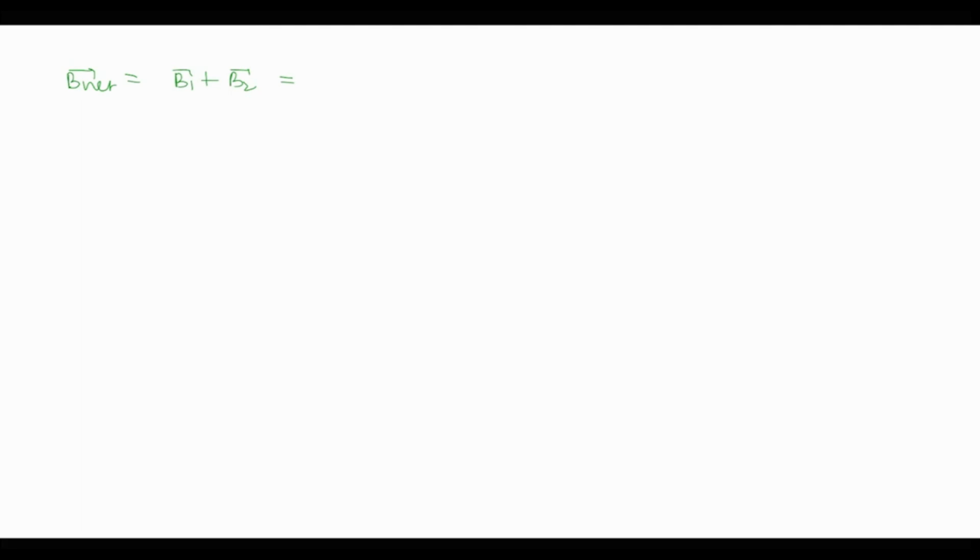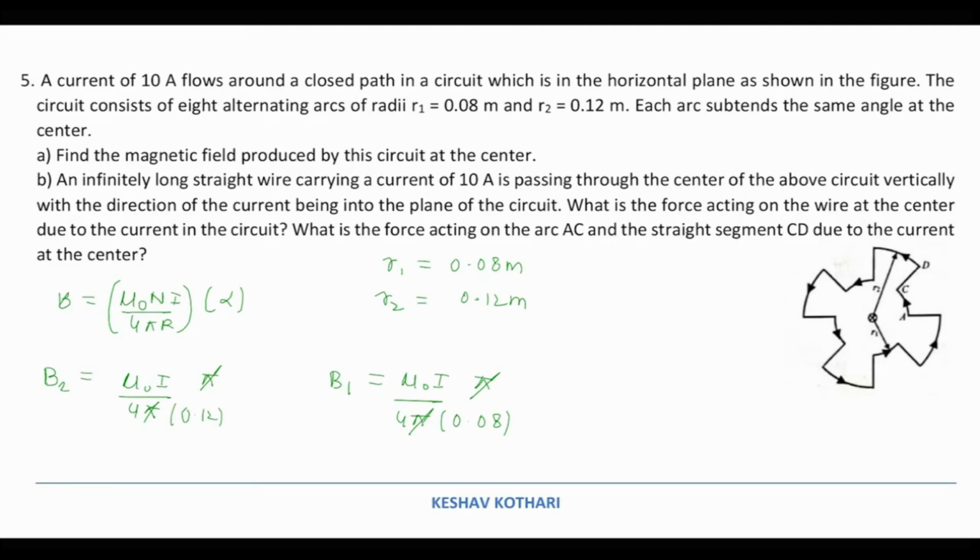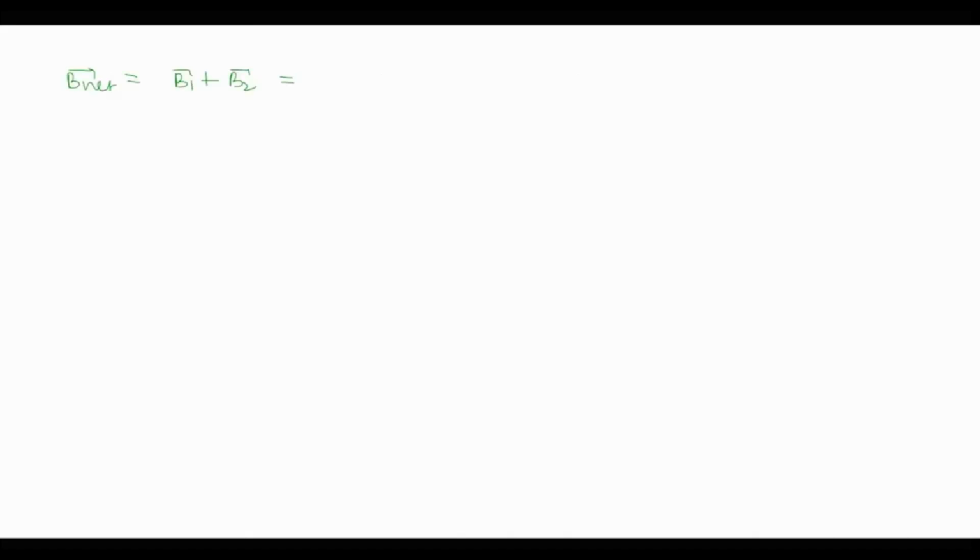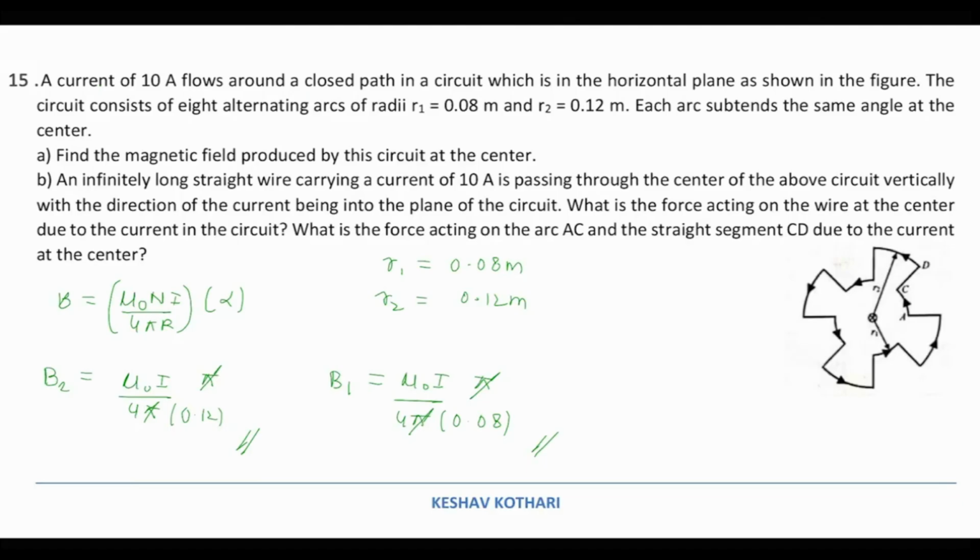We obtain from here by adding the two expressions which we obtained on the previous page, this one and this one. If we substitute the value of mu naught and the value of current, that is I is equal to 10 ampere, we solve and obtain a value equal to 6.54 into 10 to the power minus 5 Tesla. So this is the value of magnetic field that we obtain, 6.54 into 10 to the power minus 5 Tesla, which is directed outwards.